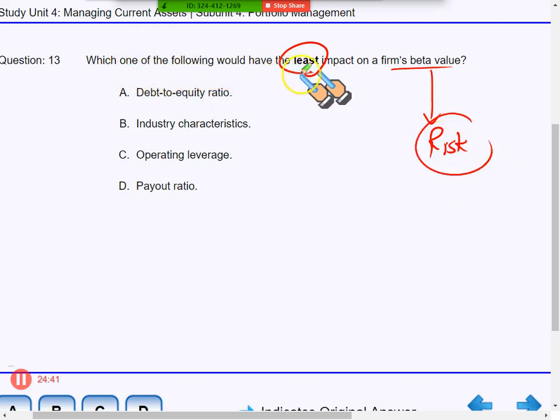Which of the following would have the least impact on the firm's beta? Debt to equity ratio. If the debt to equity ratio changes, the risk changes. So yes, Faisal, you're absolutely right. Spot on. If the debt to equity ratio changes, the risk will change. Hence, this will affect the risk. If the industry characteristics change, the risk would change. So B would also affect beta.